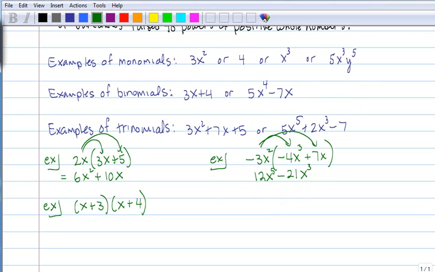Now let's give an easy example of a binomial times a binomial. You would just use the distributive property twice. So we would take the x and we would multiply it by both terms. That gives us an x times an x, which is an x squared, and then x times a 4, which is plus 4x. Then you do the same thing with the 3, putting a plus sign in between each, because they're each different terms. You get a 3x for the 3 times the x, and then finally the 3 times the 4, which is 12.